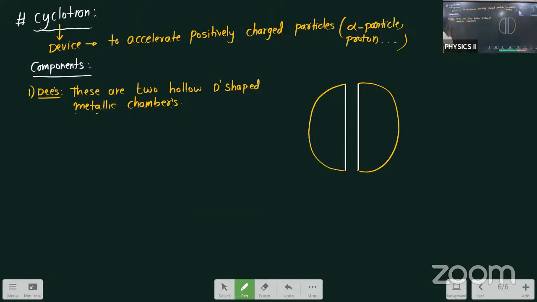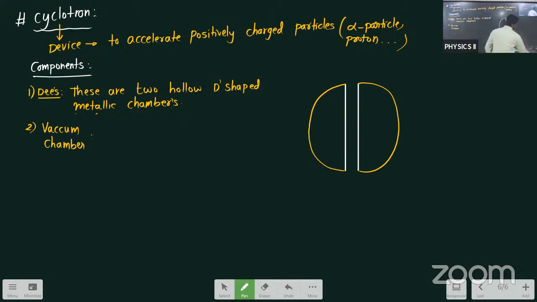Let us see what the second component is. The second component is the vacuum chamber. See here, this entire setup is enclosed in a vacuum chamber so that whatever ions we are taking may not collide with air molecules. So we are taking the entire arrangement inside what? The vacuum chamber. Actually, there will be a magnetic field here.